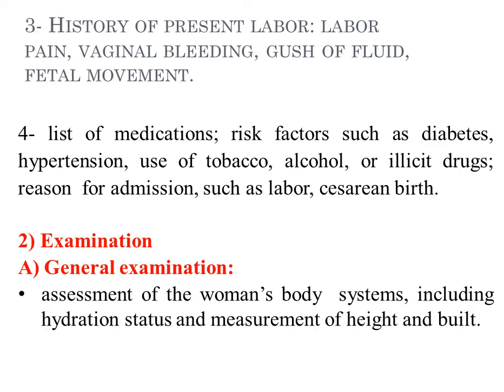History of present labor: labor pain, vaginal bleeding, gush of fluid, fetal movement. List of medication, risk factors such as diabetes, hypertension, use of tobacco, alcohol, or illicit drugs. Reason for admission such as labor, cesarean birth. 2. Examination. General examination, assessment of the woman's body system including hydration status and measurement of height and build.